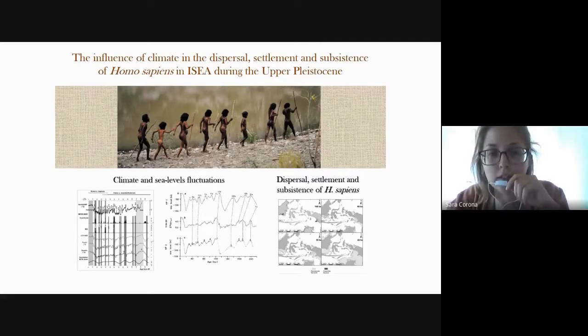Okay, so my colleagues started to talk about the environment and the geological formation of island Southeast Asia. I'm going to focus more on the climate and the sea level fluctuations linked to climatic fluctuations, and especially on the dispersal, settlement, and subsistence of anatomically modern humans in island Southeast Asia during the Upper Pleistocene, of course.